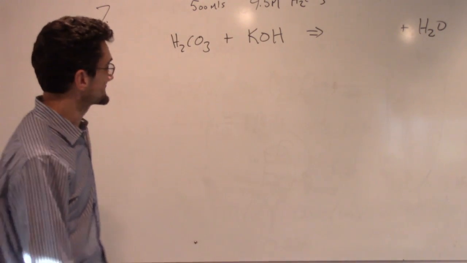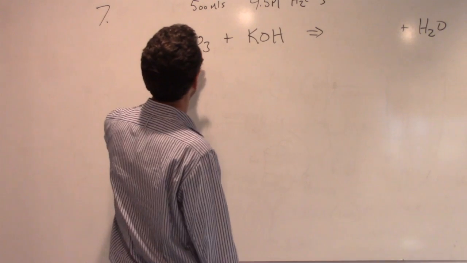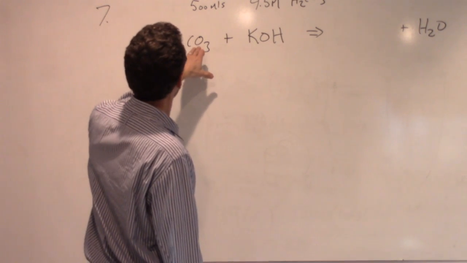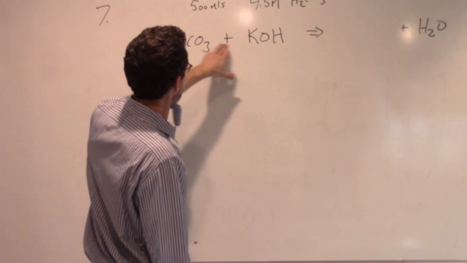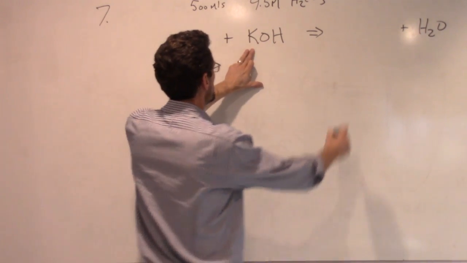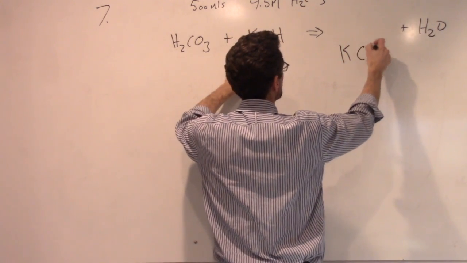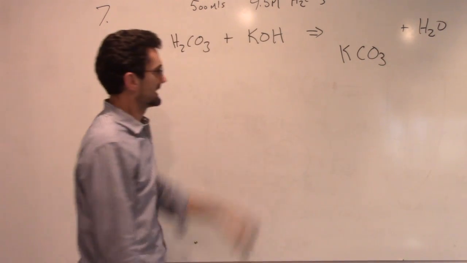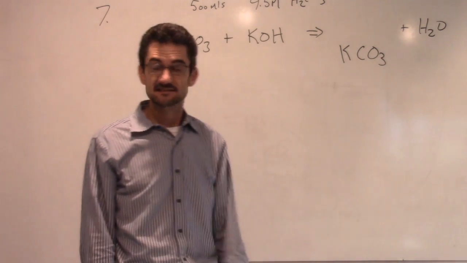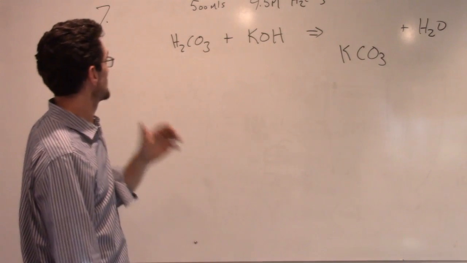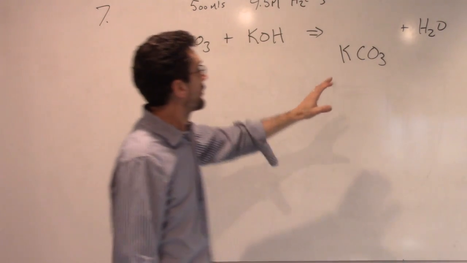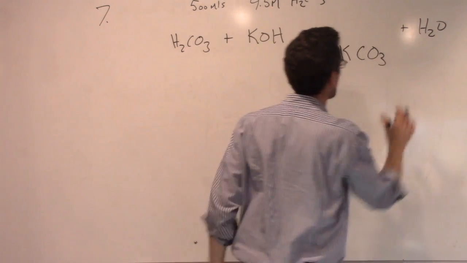So what's the salt going to be? Well, it's going to be carbonate plus potassium. But what is that going to look like? It's going to be potassium and CO3. Right, that would be a good guess. A better guess is you have to keep in mind what these two ions' charges are, right?